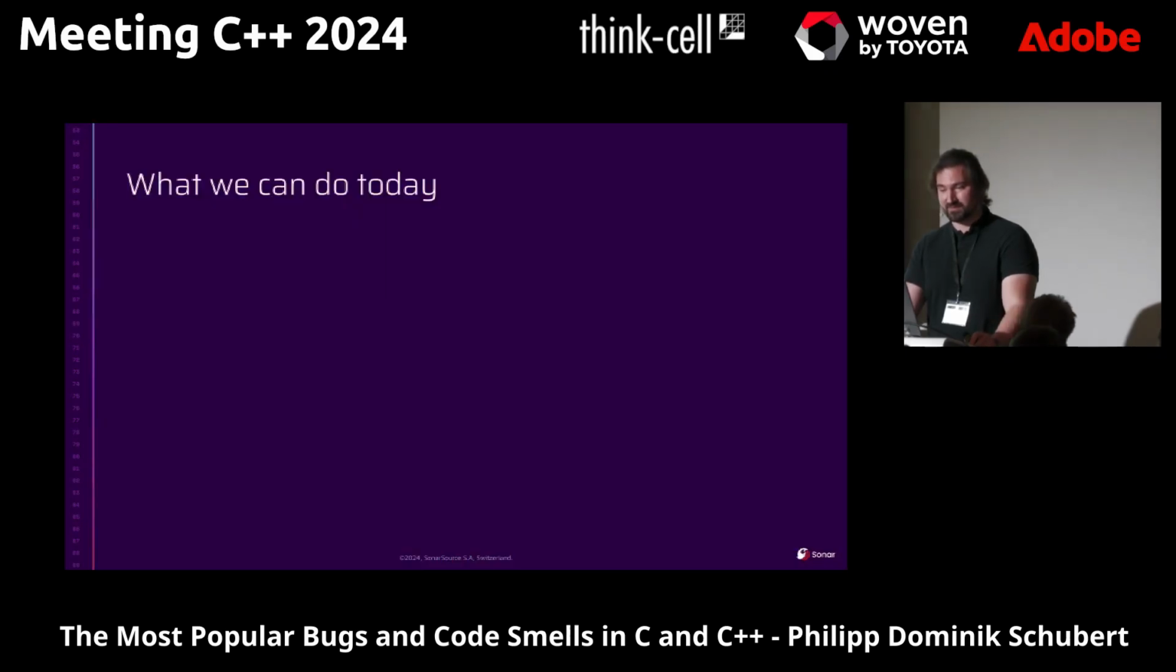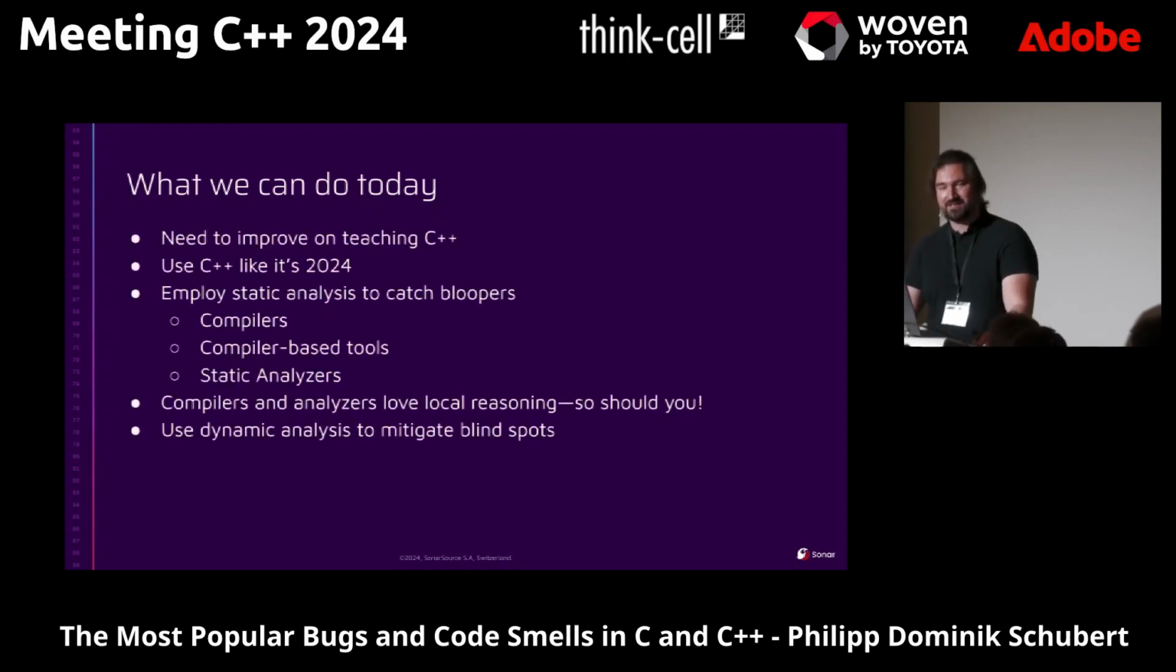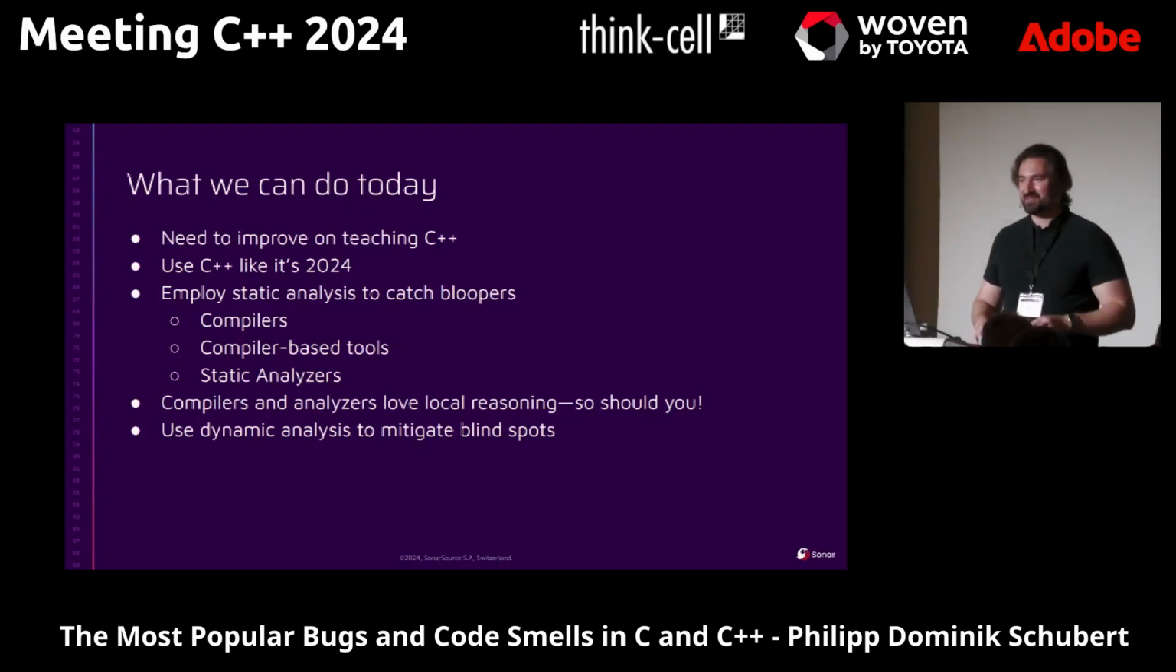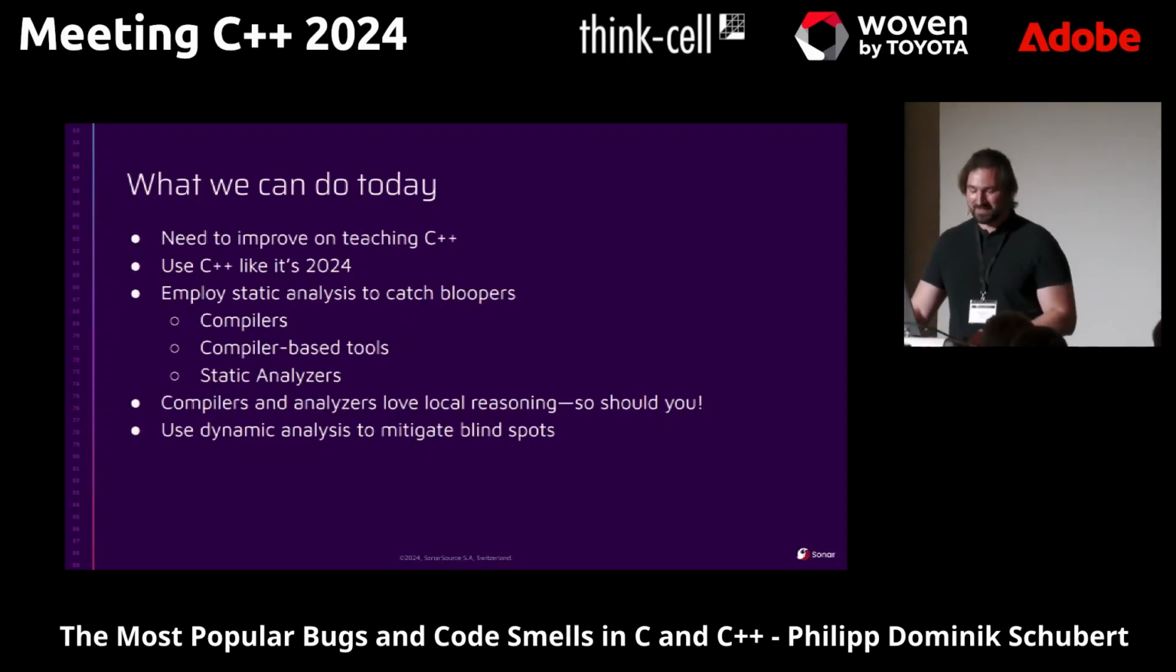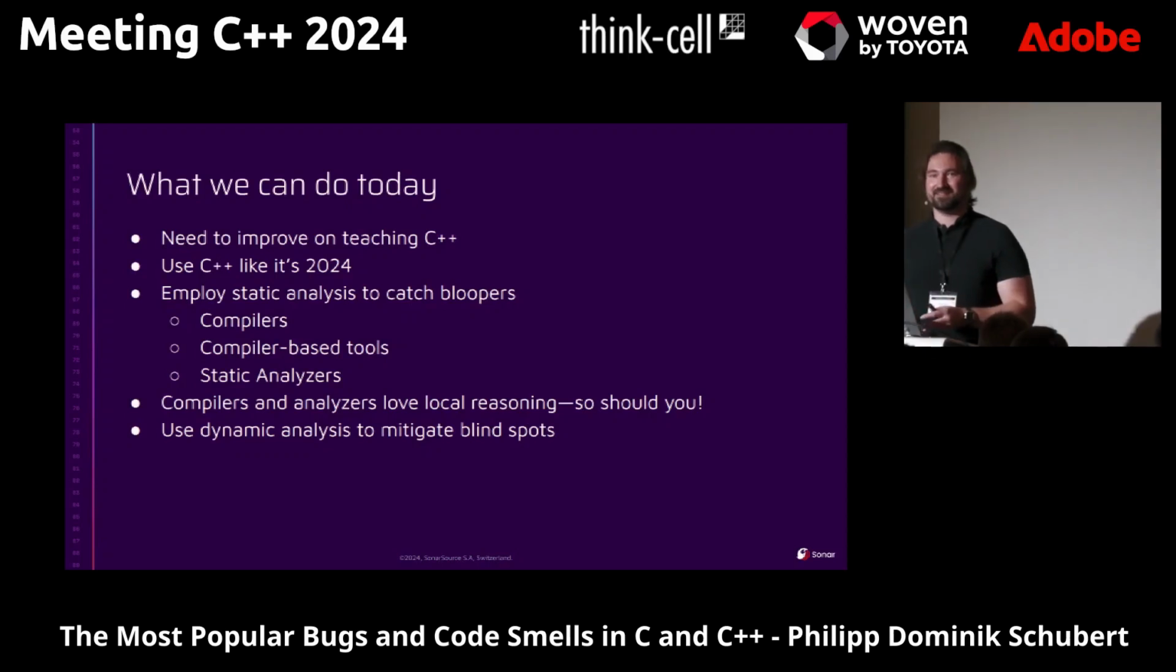That is quite surprising. So, what can we do today? Well, it seems we need to improve on teaching C++, and I'm not necessarily talking about the teaching that this community does, but it has to start much earlier, at the universities. I guess that is one aspect where we currently fail. Use C++ like it's 2024. Again, on my top 10 list, about half of the issues could be mitigated by just not using C-style strings and all that crappy stuff. So don't do it, right?